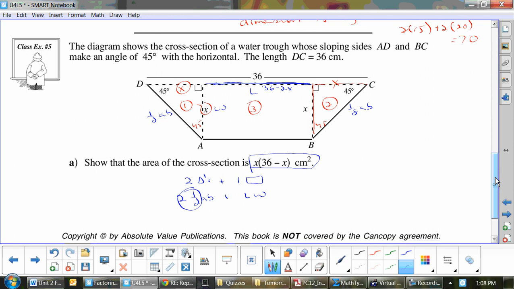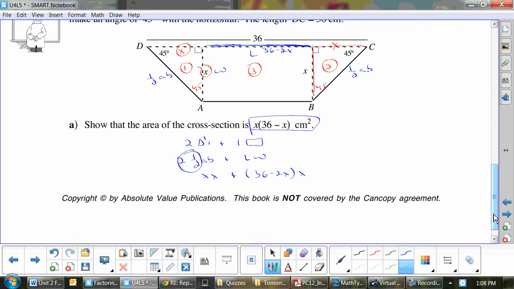Look at my diagram. What's the altitude of that triangle? X. What is the base of the triangle? X. Okay? Plus, what's the length of the rectangle? 36 minus 2x. And the width? X. Okay? So, this is x squared plus 36x minus 2x squared. All I did was distribute this x in here.